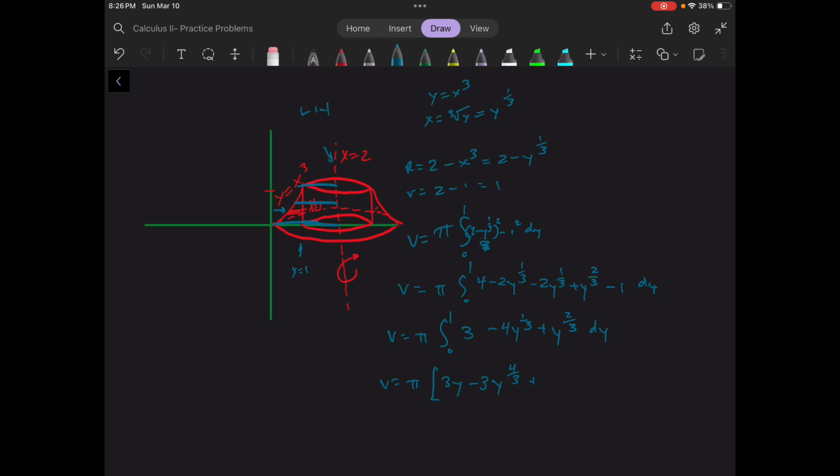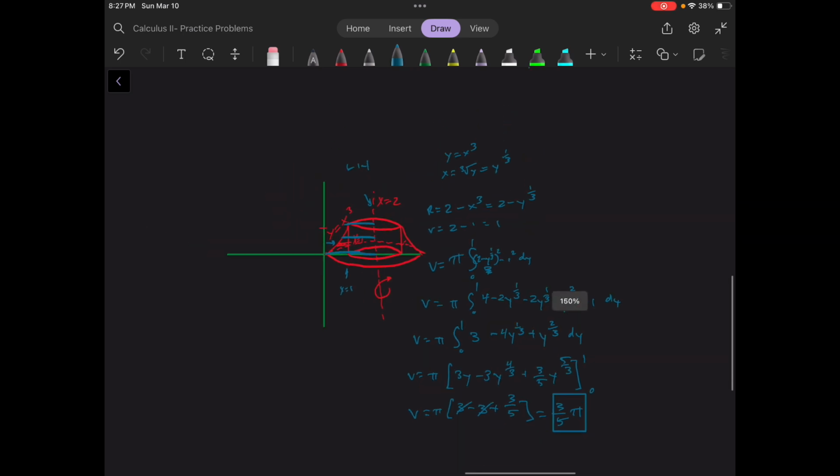Then with this one, add 1 to the exponent, divide by that new number. Evaluate at 1 and 0. So volume is equal to pi times 3 minus 3 plus 3/5. The 3 and the 3 cancel. It's like we just get 3/5 pi. So it wasn't as bad as it looked. That is how you find the volume of this volcano-looking shape.